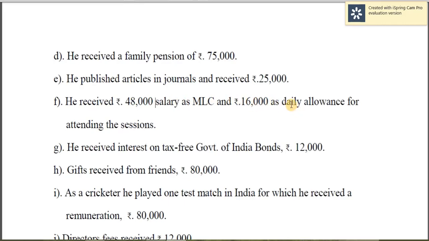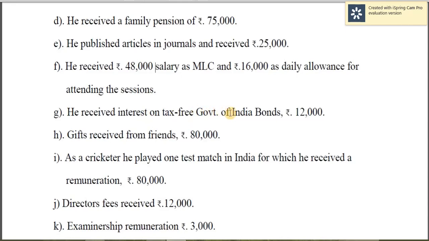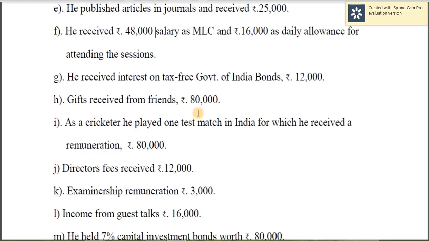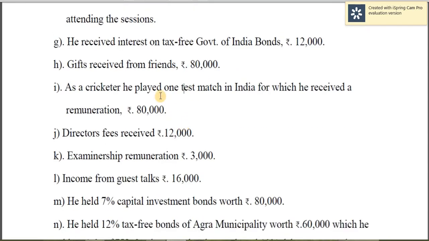But daily allowance received by MLA, MLC, MP, all these people is exempt from tax. So not taxable, exempt. The next, received interest on tax-free Government of India bonds. So interest received thereon is exempt under section 10(15). Gift received from his friend, since the amount exceeds 50,000, the entire amount is taxable. He's a cricketer and he received for playing one test match in India the amount of 80,000.